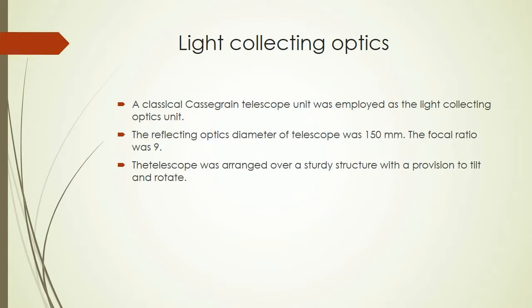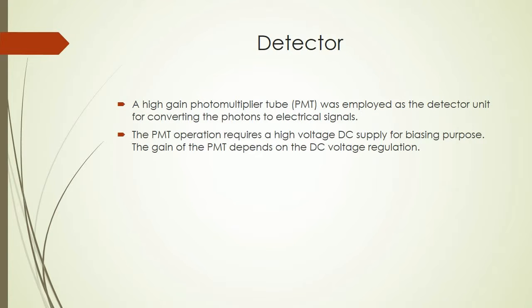Light collecting optics. A classical Cassegrain telescope unit was employed as the light collecting optics unit. The reflecting optics diameter of the telescope was 150 mm. The focal ratio was 9. The telescope was arranged over a sturdy structure with a provision to tilt and rotate. Detector. A high-gain photomultiplier tube, PMT, was employed as the detector unit for converting the photons to electrical signals. The PMT operation requires a high-voltage DC supply for biasing purpose. The gain of the PMT depends on the DC voltage regulation.